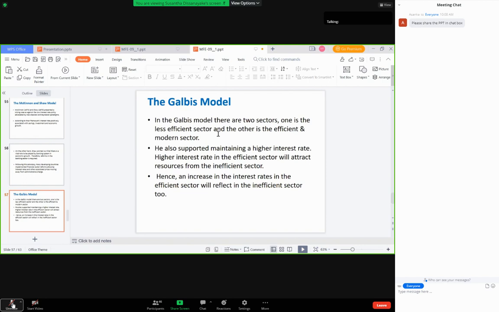Then the next one is Galbis's model. In the Galbis model, there are two sectors. One is a less efficient sector, and the other is an efficient and modern sector. So they introduce two sectors within the economy. This is quite similar to the organized and unorganized market situation, which we are about to discuss a little later.